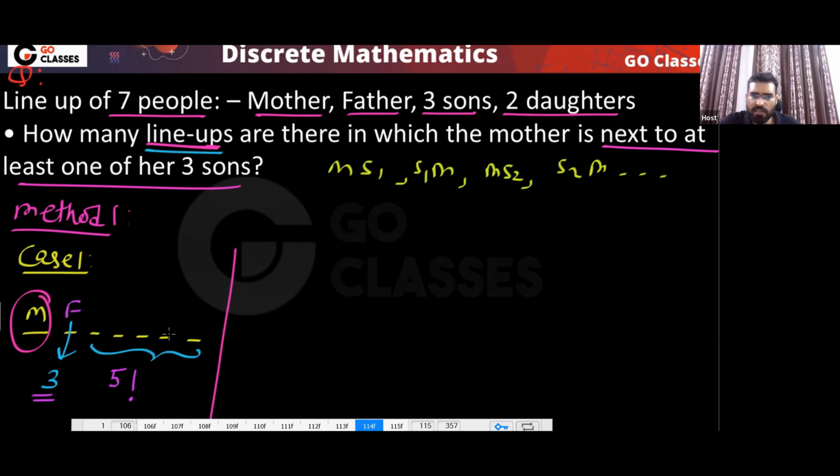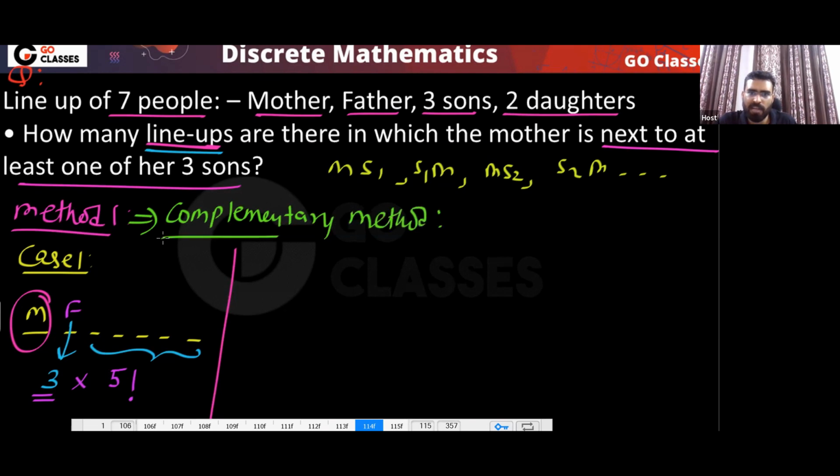You are putting father here. Then the remaining people can arrange in 5 factorial ways. See what I'm doing in this method one. I am applying the complementary method.